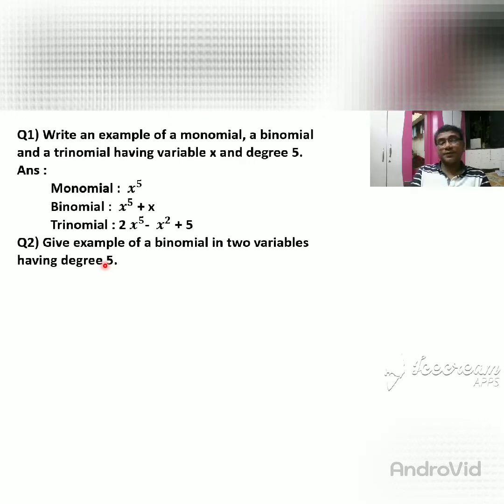Then problem number two. Give an example of a binomial in 2 variables having degree 5. The degree must be 5, and you must be right. Binomial means 2 terms are there. So see, x cube y square. What is the degree? 3 plus 2 is 5. So the degree is 5. So x cube y square plus xy. This is one term, this is the second term. So it is a binomial example, and if you check the degree, 3 plus 2 is 5.